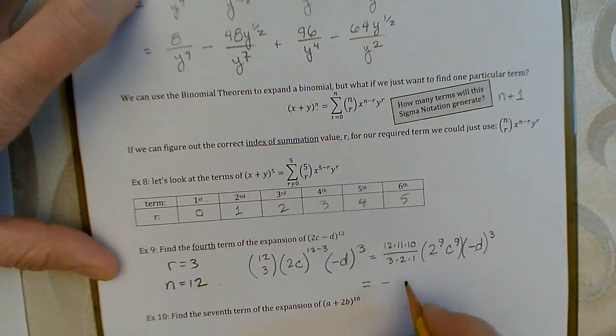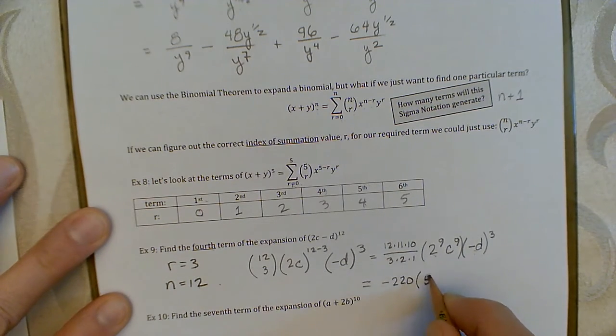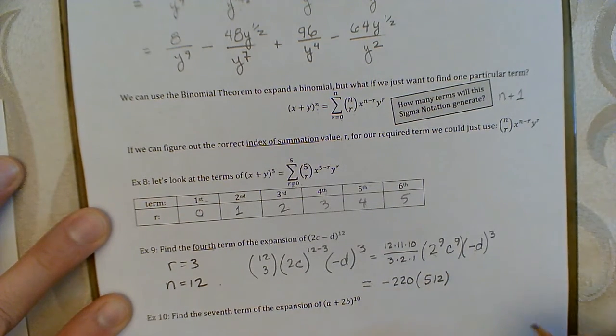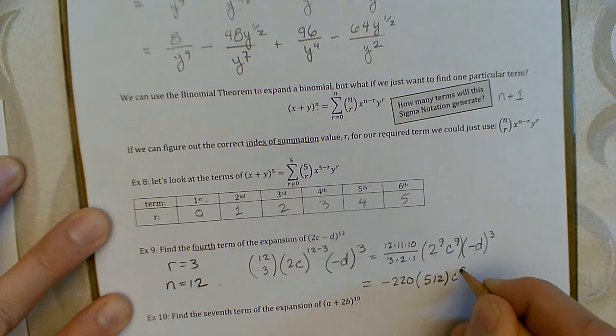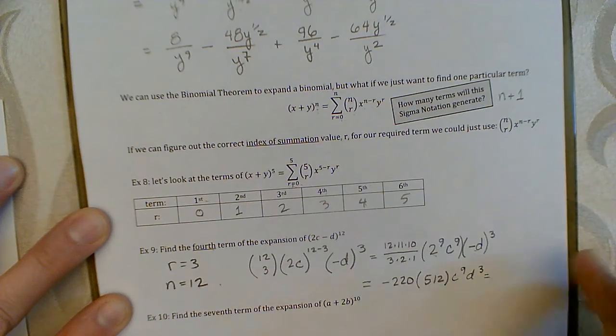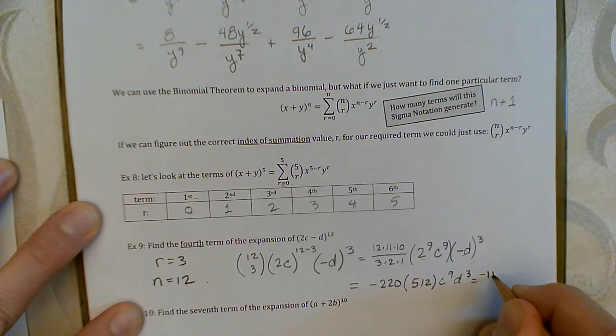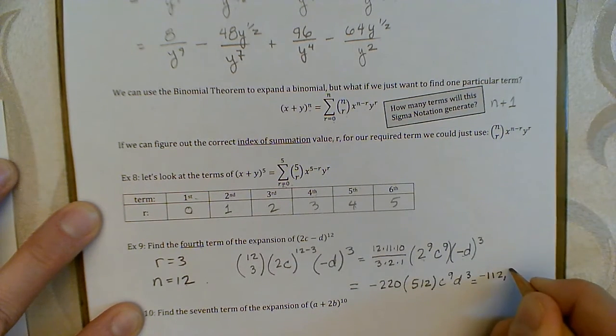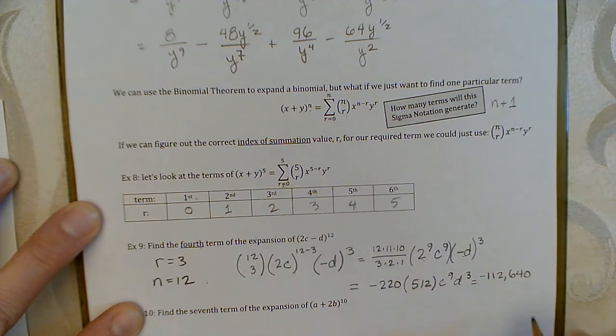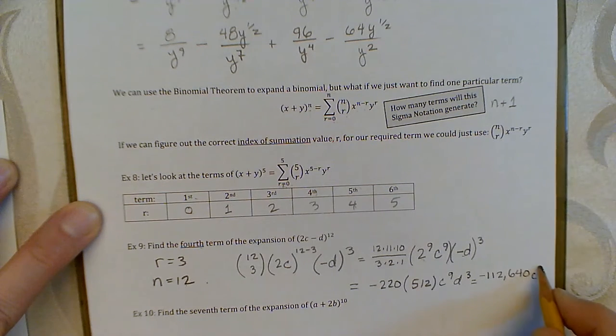And then this all simplifies down to 220. And then 2 to the 9th, that's 512. And then we have C to the 9th, D to the 3rd. So finally, simplifying all of that down, we get negative 112,640 C to the 9th, D to the 3rd. So that is our final answer.